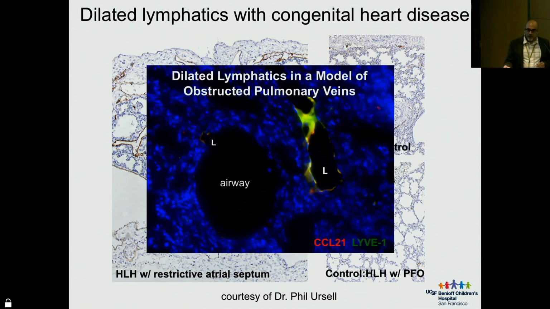So for example, in a large animal model of obstructed veins developed by Peter Oishi and Gary Raff several years ago, we were also able to identify these really massively dilated lymphatics. Here staining in yellow, which is double stained for CCL21 and LYVE1, which are two lymphatic specific markers.